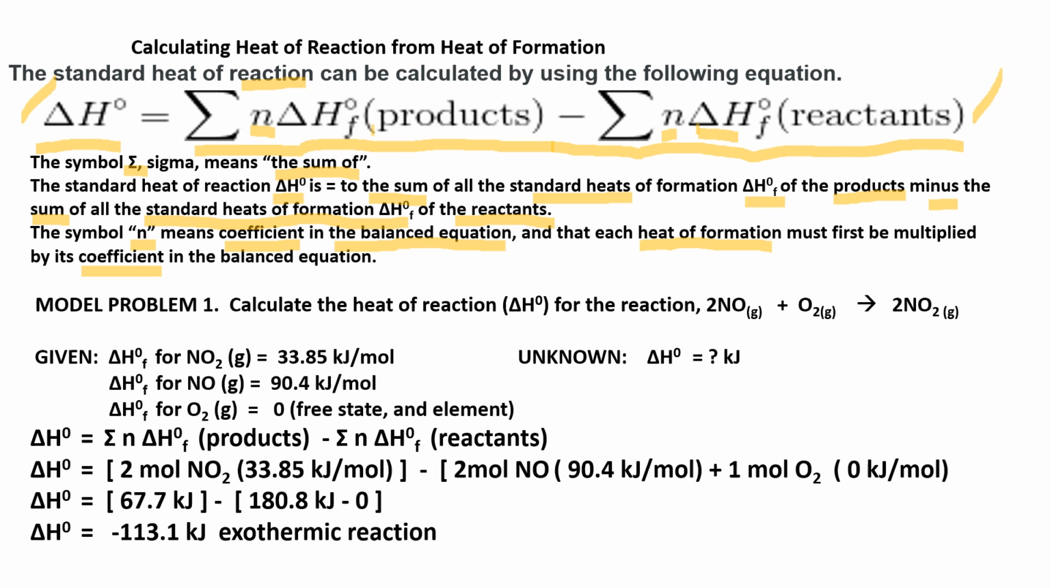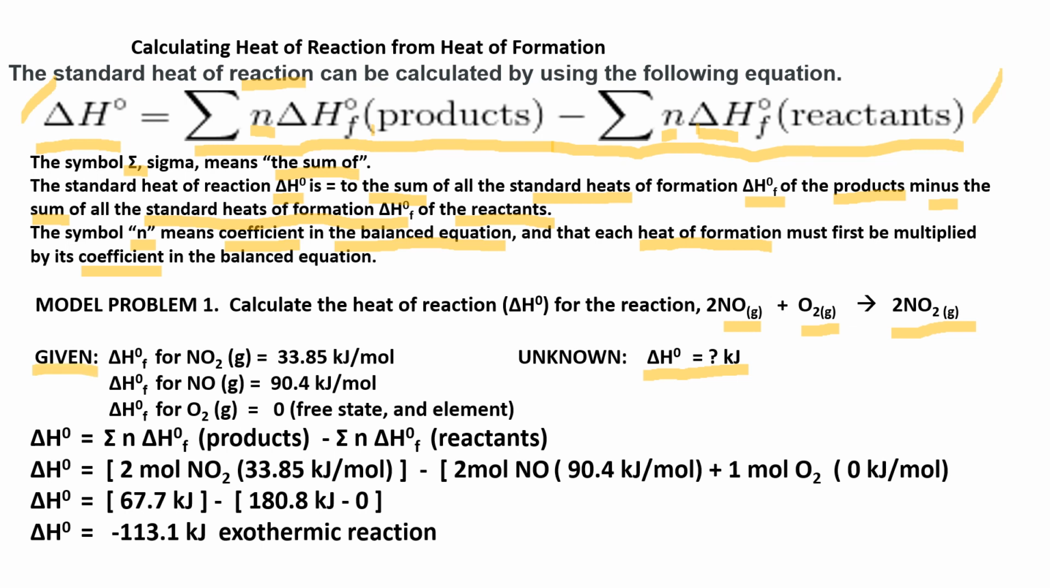So let's go to model problem 1. It says here, calculate the heat of reaction for the reaction: coefficient 2, meaning 2 moles of nitrogen monoxide, plus 1 mole of oxygen gas yields 2 moles of nitrogen dioxide gas. So the unknown is the heat of reaction, and these are the given.